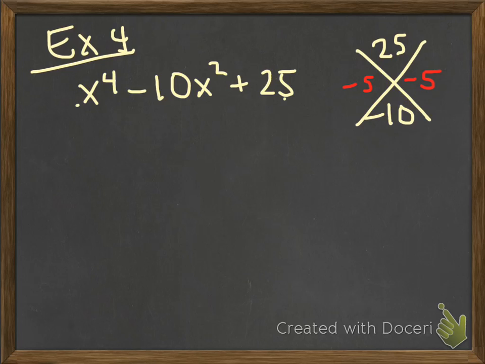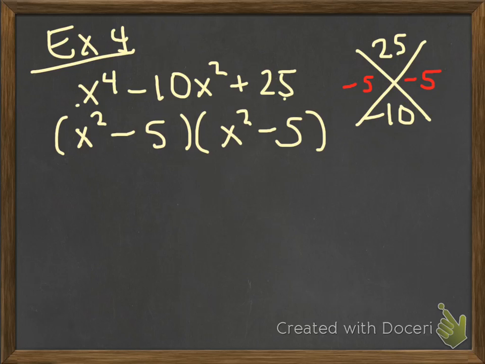Okay, so this factors into minus 5 and minus 5. Now, that's x to the 4th, so the only way we can get x to the 4th is x squared, x squared. So it's x squared minus 5 and x squared minus 5. None of those are difference of squares, so it's just x squared minus 5 quantity squared, if you want to write it that way.